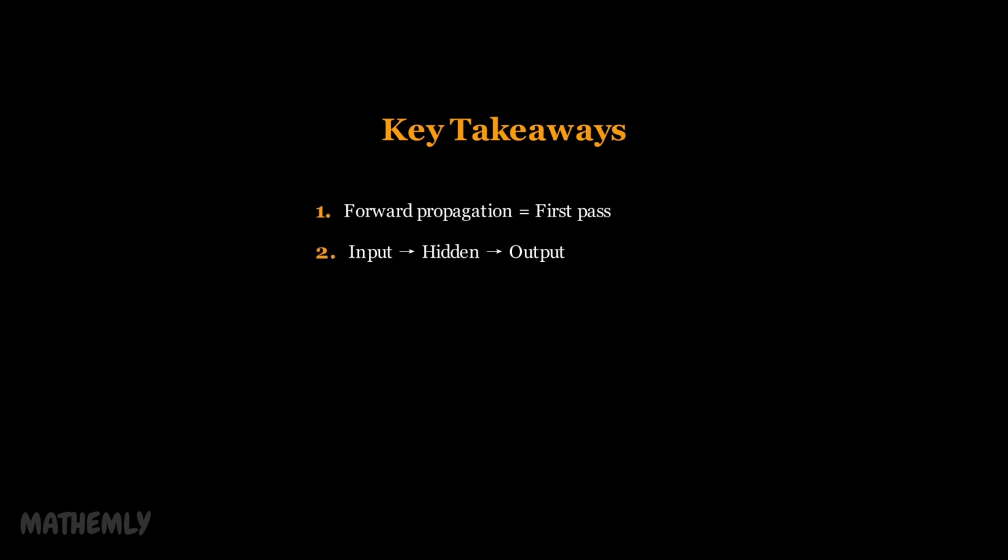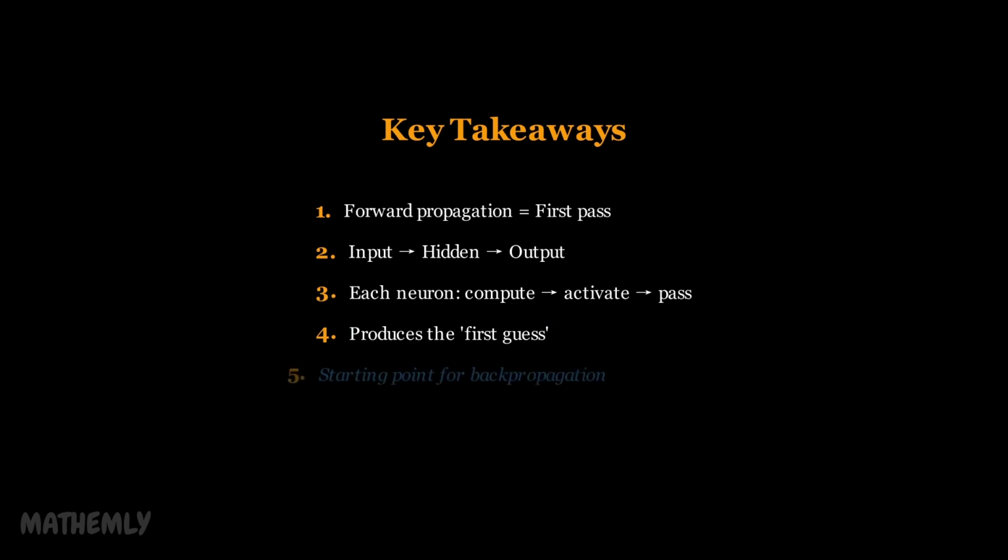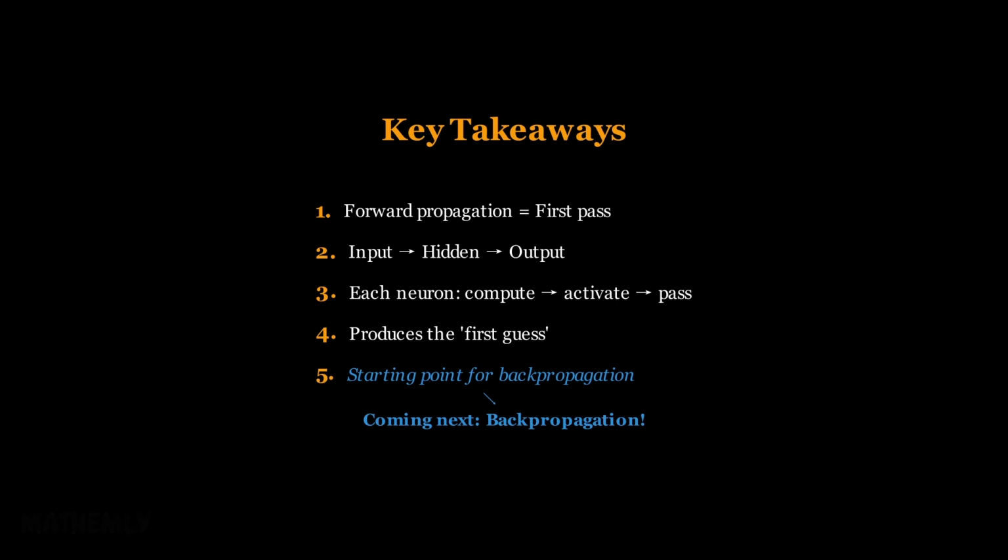To sum up, forward propagation is the network's first pass of data from input to output. Each neuron computes its weighted sum, applies its activation, and passes the result forward until the final layer makes a prediction. This first guess is the starting point for learning, which we will refine using backpropagation in the next video.